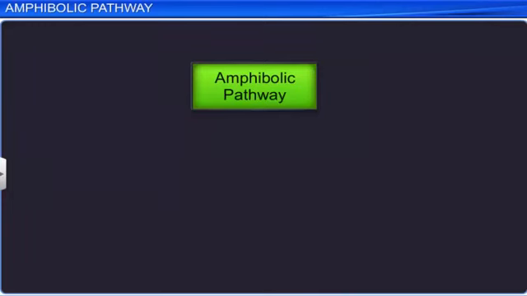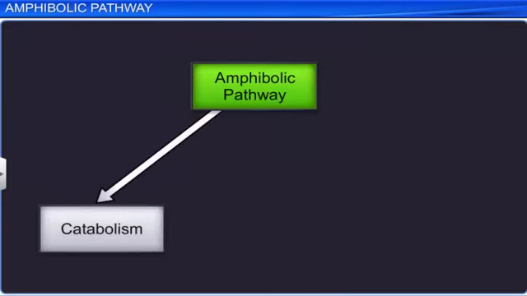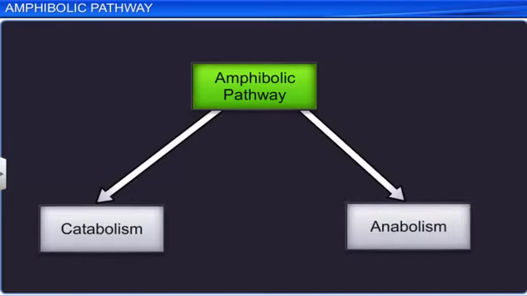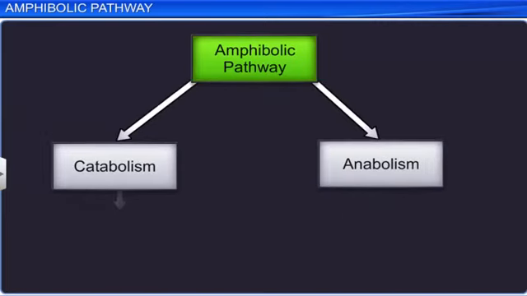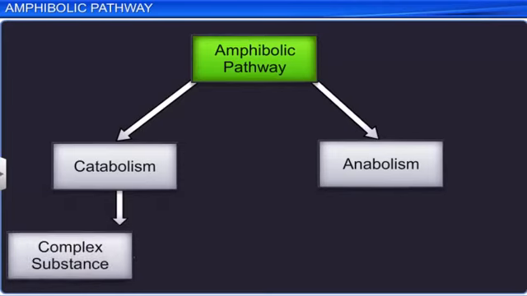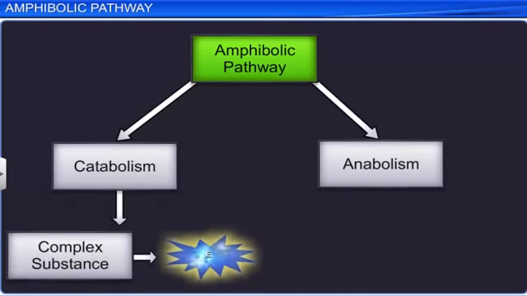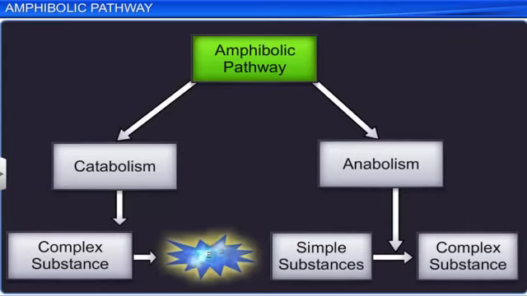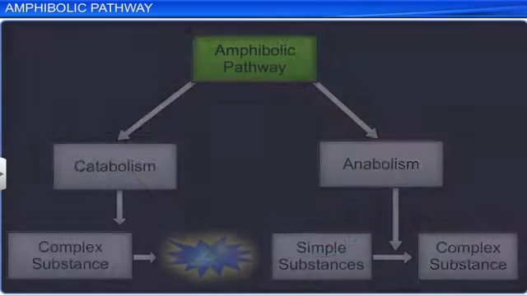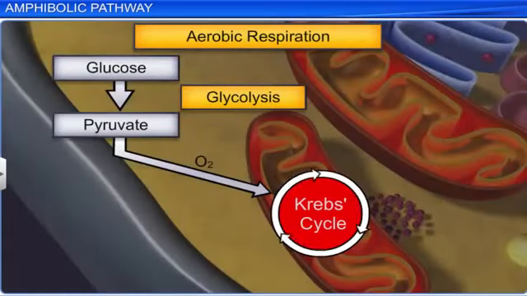The amphibolic pathway involves both catabolism and anabolism, where catabolism stands for the breakdown of complex substances to produce energy and anabolism stands for the synthesis of complex substances from simple substances. So far, we have seen how the glucose substrate is oxidized during glycolysis and observed the Krebs cycle during aerobic respiration.